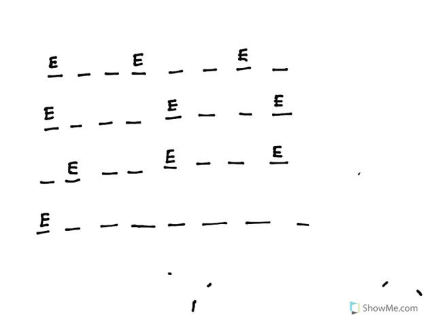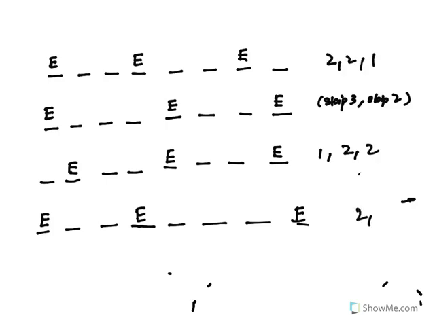One more possibility is positions 4, 5, 6, 7, 8. What else can I do? I can still skip 2 and then skip 3. This one I skip 3 and then I skip 2. This one the number of spaces is 2, 2, 1. And this one the number of spaces is 2, 3. So these are the different possibilities for me to arrange the E's such that there are at least 2 letters between them.